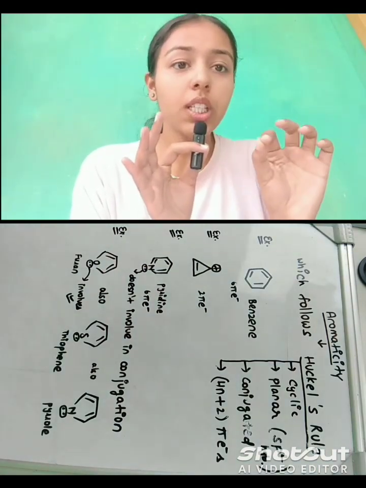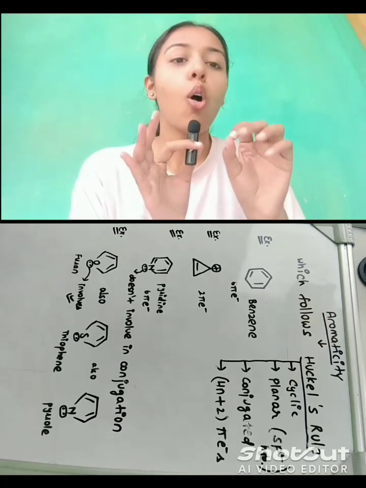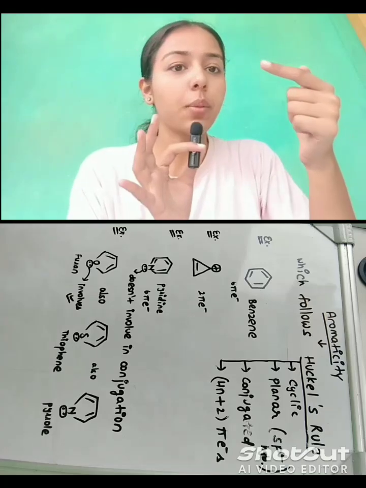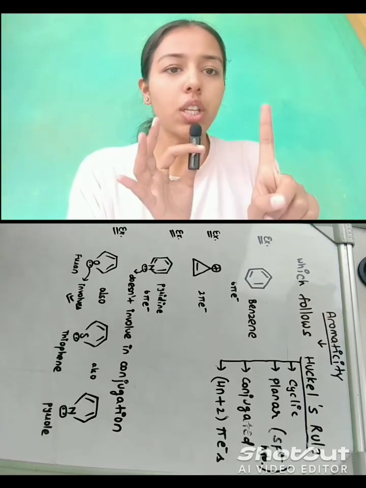Now, what does that mean? It should either have single bond, double bond like that, or double bond, single bond, positive charge, or double bond, single bond, negative charge, or double bond, single bond, lone pair. This is the conjugated system.